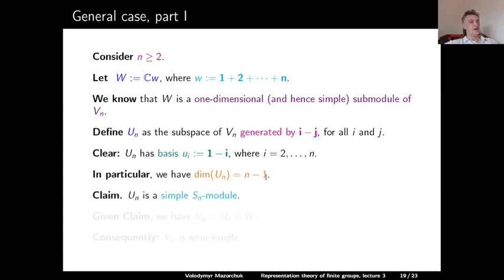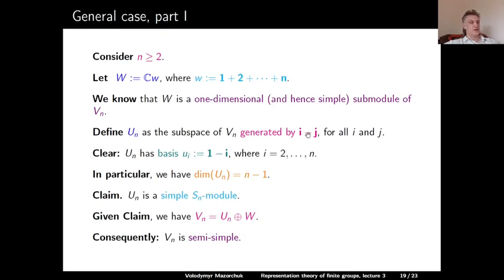And we claim that Un is a simple Sn module. If we can prove that claim, then again we will have that Vn is a direct sum of Un and W. Both are simple, so Vn is a semi-simple module. So it remains to prove that Un is a simple Sn module.